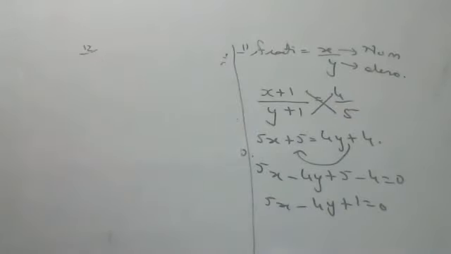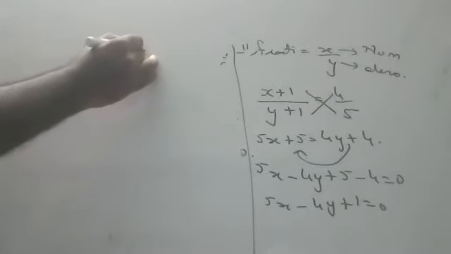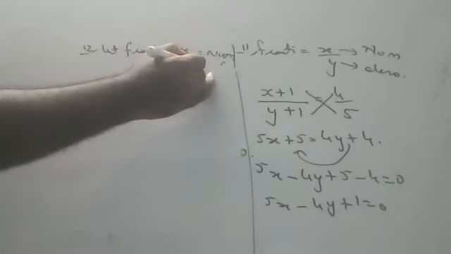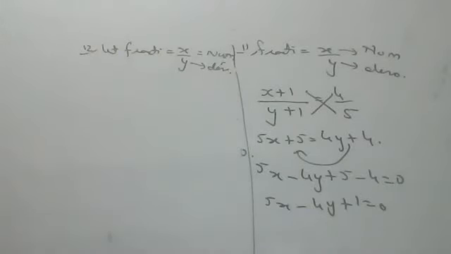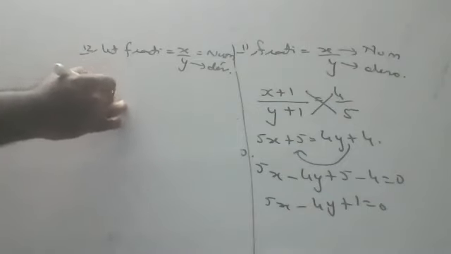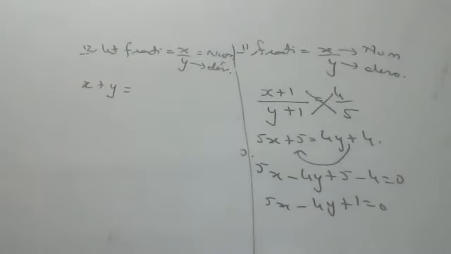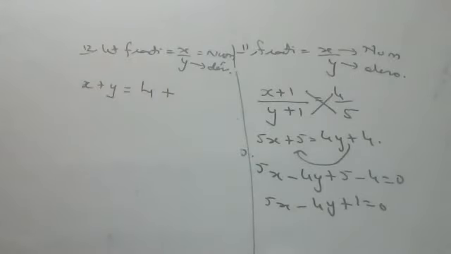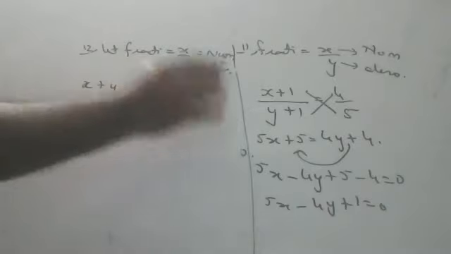12th question. Children, see the 12th question. Sum of numerator and denominator. Let the fraction be x by y, where x is the numerator and y is the denominator. See the condition he has given. The sum of the numerator and denominator of the fraction is 4 more than twice the numerator. 4 more means plus, twice means into, twice the numerator.